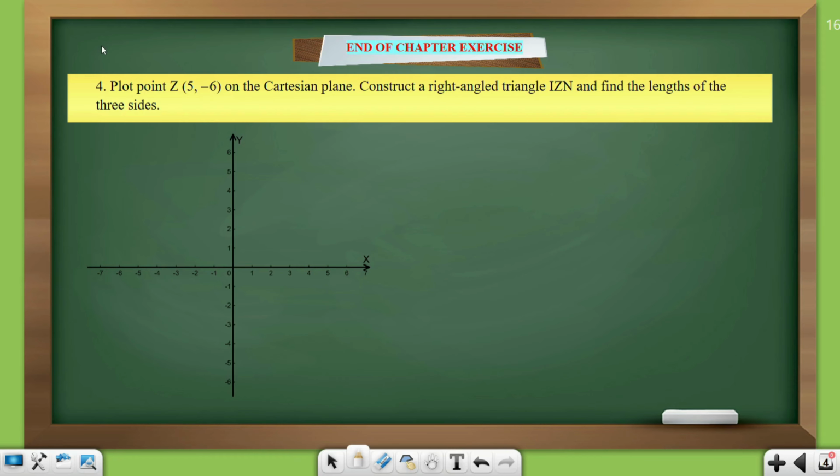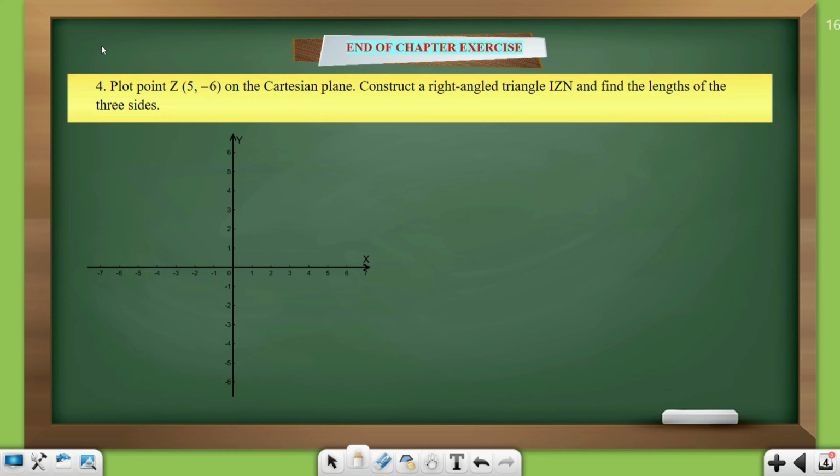In the previous video, we saw the end of the chapter exercise for the first chapter, for the first three questions. In this video, we are going to solve the next three questions. Let's start with our fourth question: plot the point Z (5, -6) on the Cartesian plane. Construct a right angle triangle IZN and find the length of each side. That is, find the length of the three sides of the right angle triangle IZN.